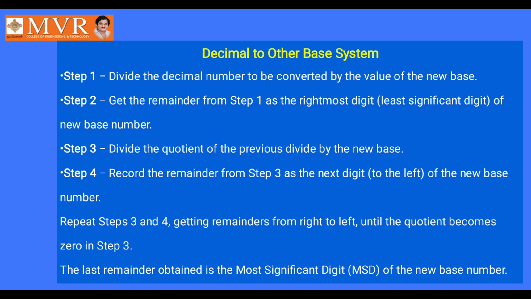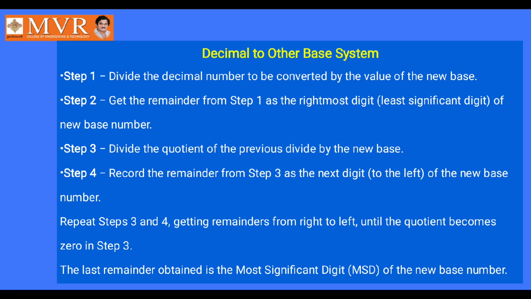All the remainders you generate, you write from bottom to top as the final result. So the summary of decimal to other base system conversion is: take any decimal number, divide it by the required base or radix, which may be 2, 8 or 16, take the quotient for the next division and keep the remainder aside, and write those remainders in the bottom to top direction to get the final result.